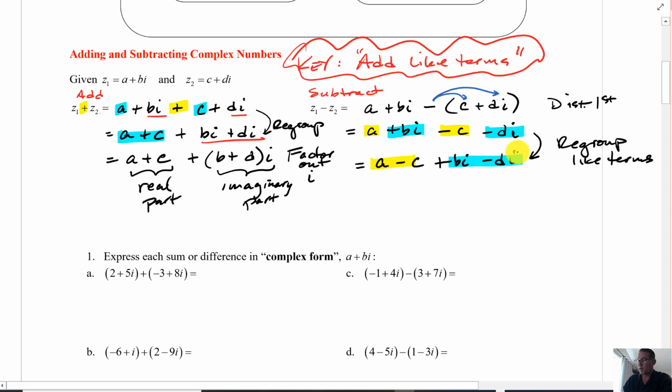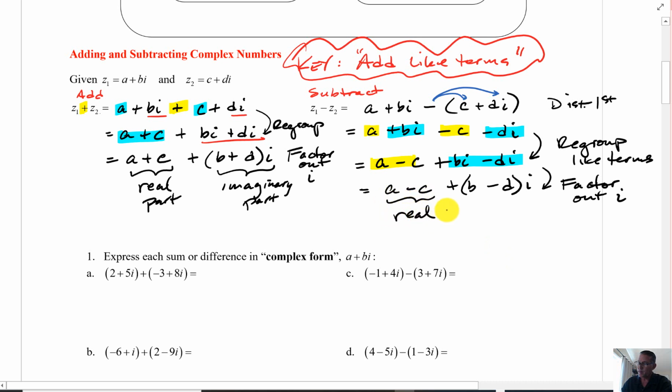So I regroup the like terms, the reals with each other, the imaginaries with each other. And A minus C, nothing could be done there just because they're unlike. You know that from Algebra 1. And here they both contain I, so they have something in common. So let's factor out the I, and we're going to have B minus D times I. So I factor out the I's from here to here, that's what I did. And this is called complex form. A minus C is the real part, and then B minus D times I is the imaginary part.